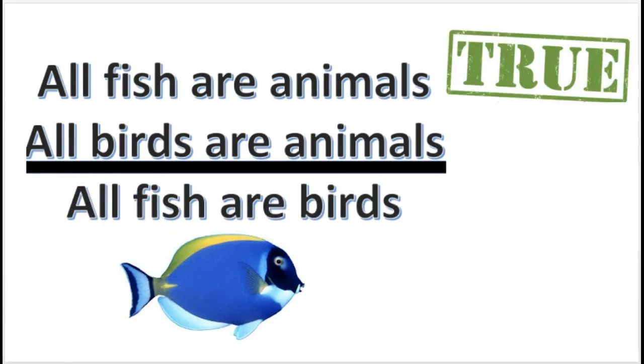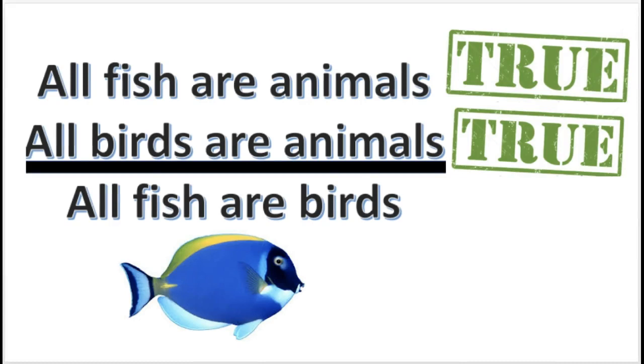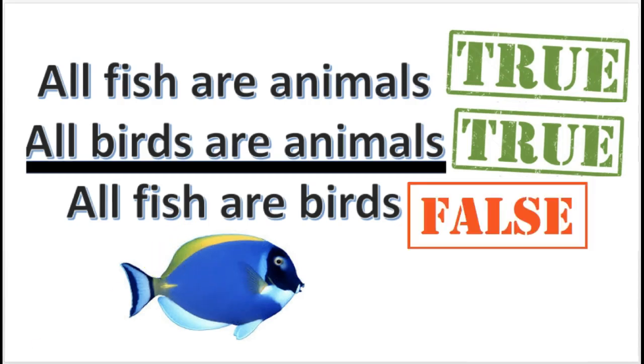Now let's take a closer look at this first premise. So remember, we want to get true premises and a false conclusion. All fish are animals, that is true. Look at the next one. All birds are animals. Are all birds animals? Yes, that's true. So the conclusion says, all fish are birds. Are all fish birds? No, that's false. Okay, so we got true premises and a false conclusion.